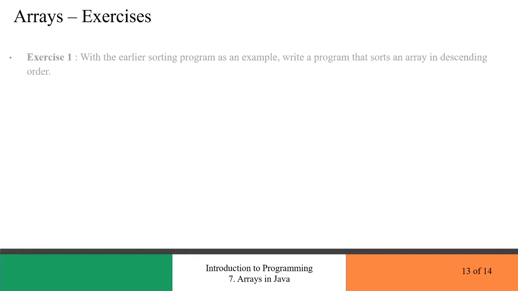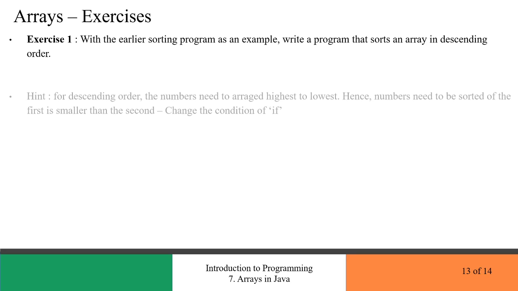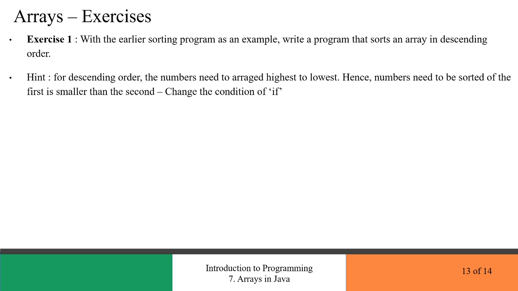As a part of this lesson, let us try to do an exercise. With the earlier sorting program as an example, let us try to write a program that sorts an array in descending order. The hint here is that for ascending order, we swapped the numbers if the first element was larger than the second. But for descending order, we will swap the numbers if the first element is smaller than the second. So thus, as a part of our earlier program, we just need to change the condition of the if statement. Try to do that and observe the change in output.